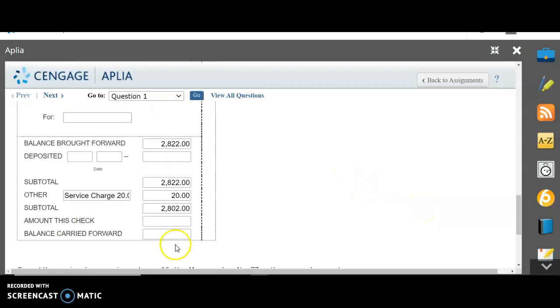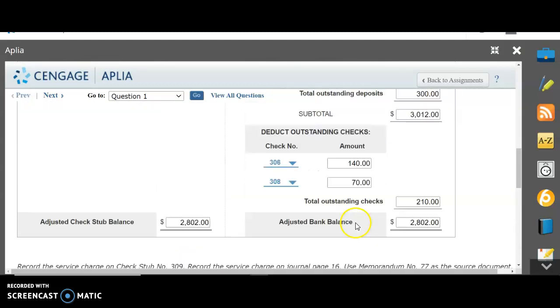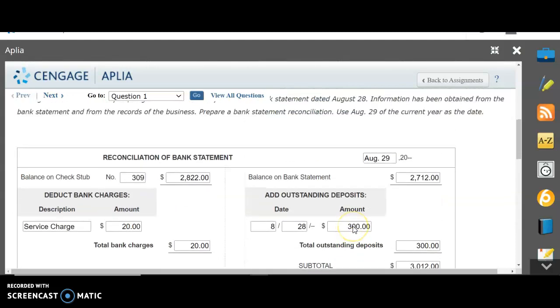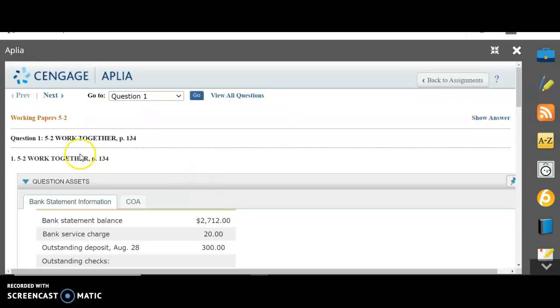So make sure you have all of the amounts filled in correctly for the work together problem for 5-2, and then go ahead and do the on your own problem.